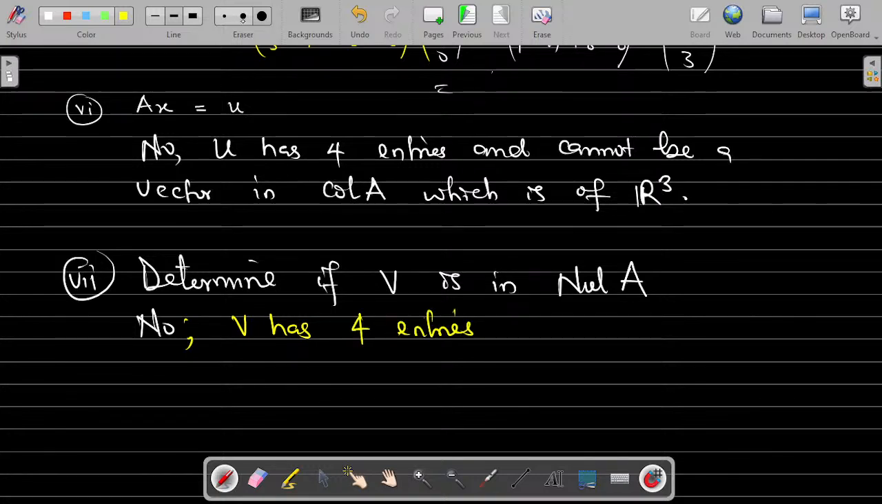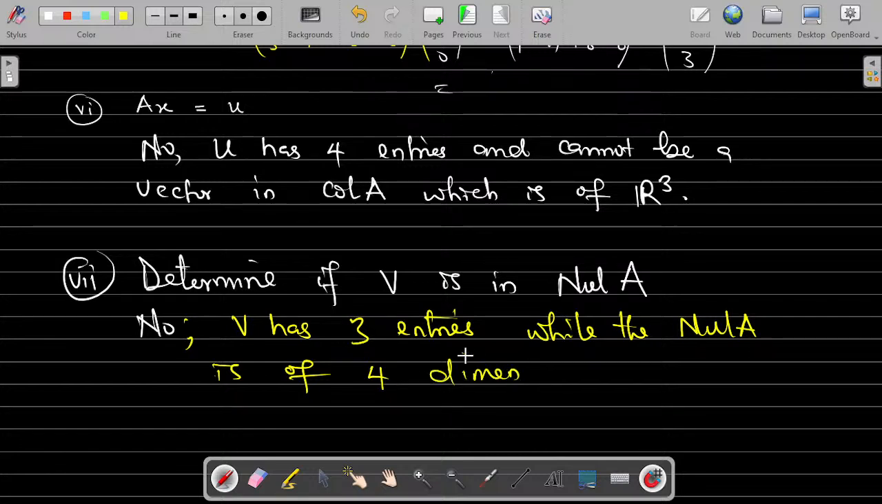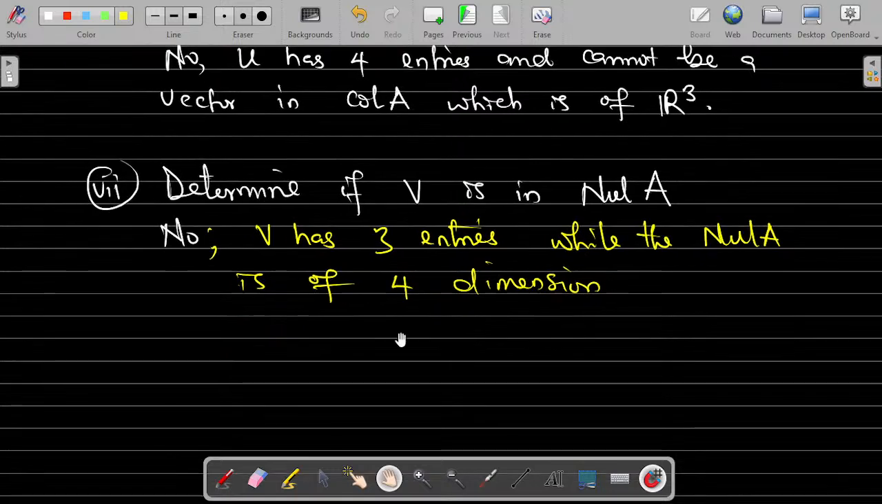Sorry, V has 3 entries, while the null space of A, while null A, is of 4 dimensions. So the elements of the null space of A have 4 entries each. That means it is of R4, while our V has only 3 entries. Okay, and that's enough to answer that.